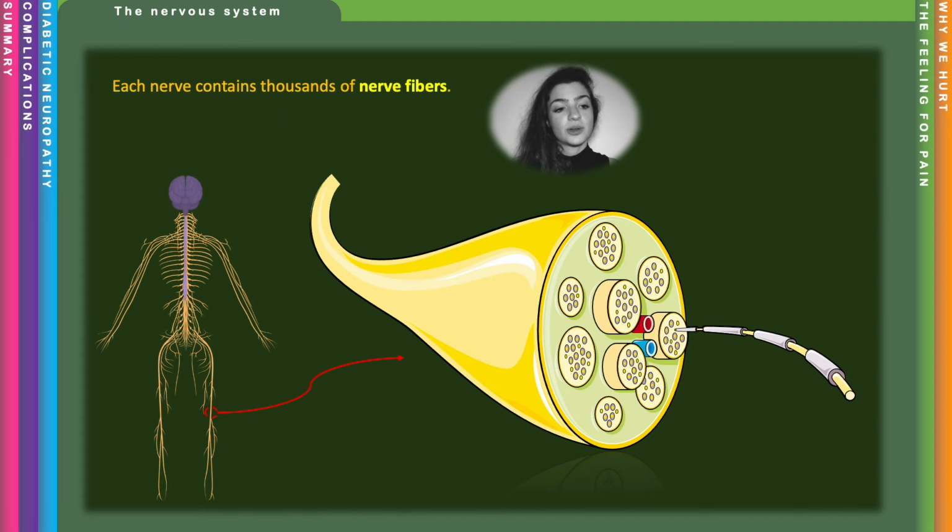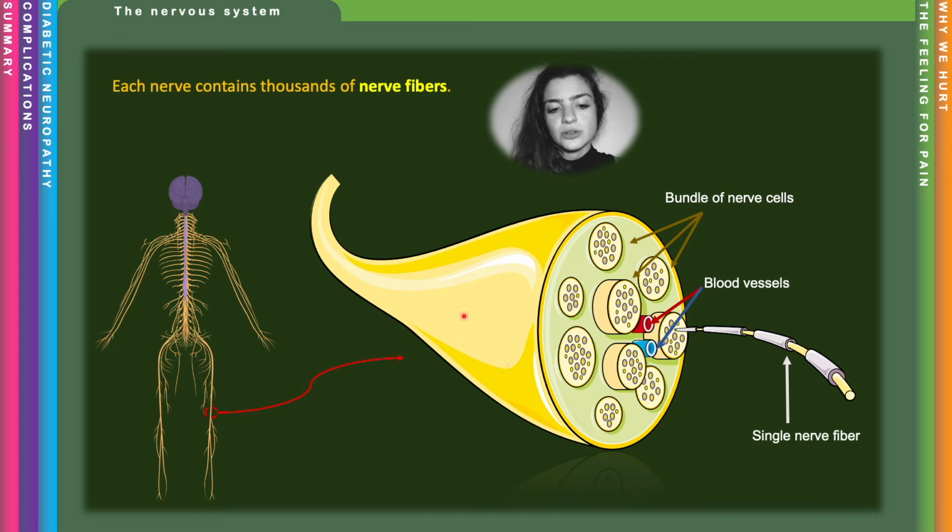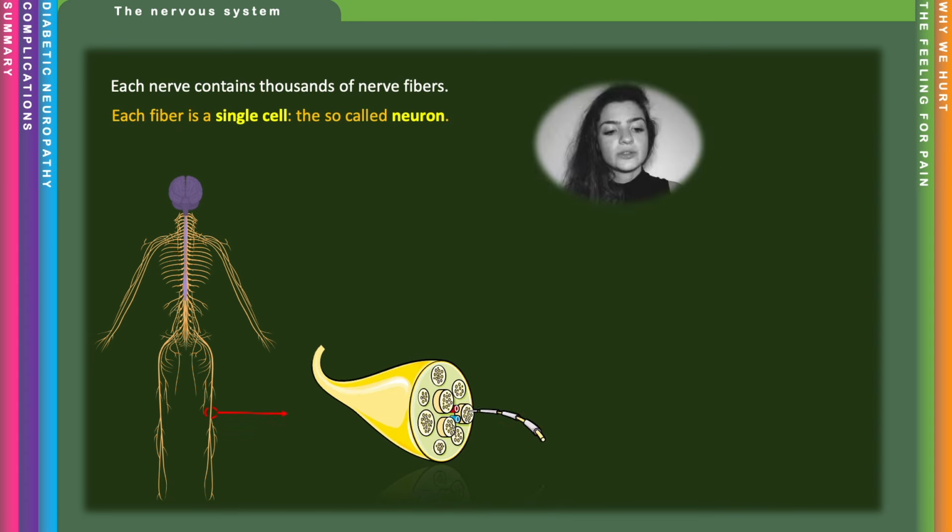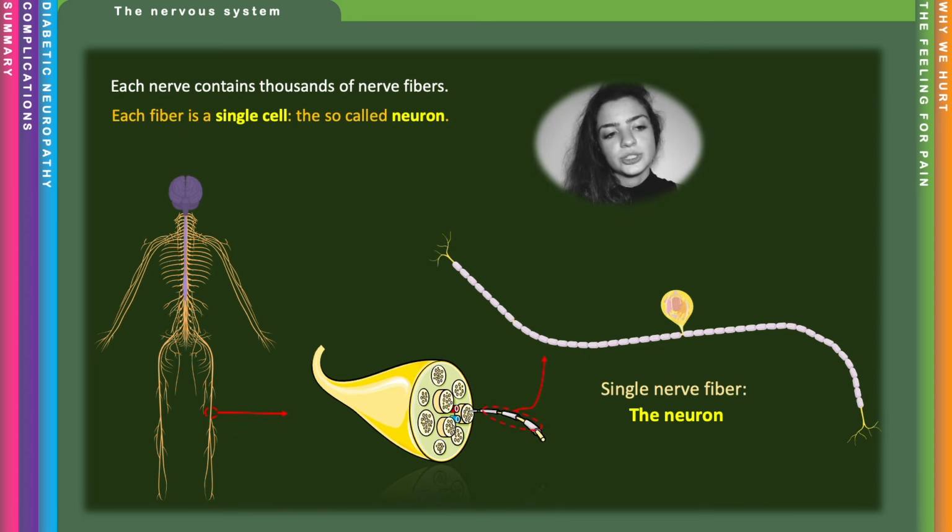Within each nerve, we have thousands of nerve fibers. So here's the anatomy of a peripheral nerve. We have bundles of nerve cells or nerve fibers, which is composed of many single fibers. So it's not just one thing, it's many fibers inside the nerve, and the blood vessels which supply nutrients to the nerve. Each of these fibers is a single cell, which is called a neuron.